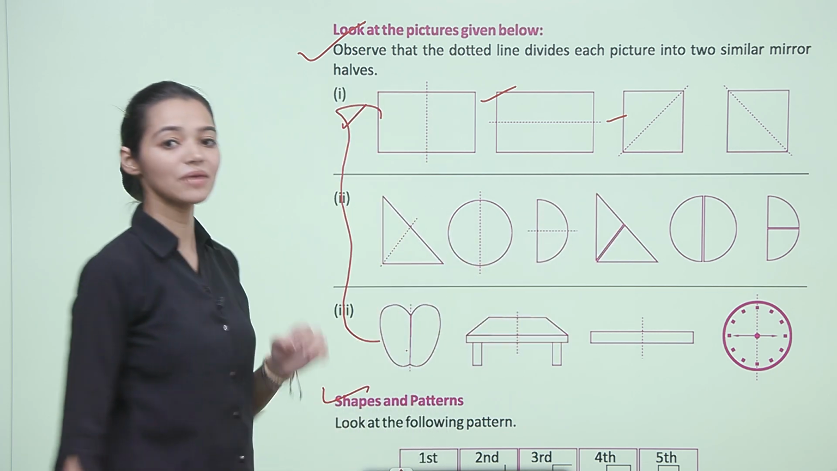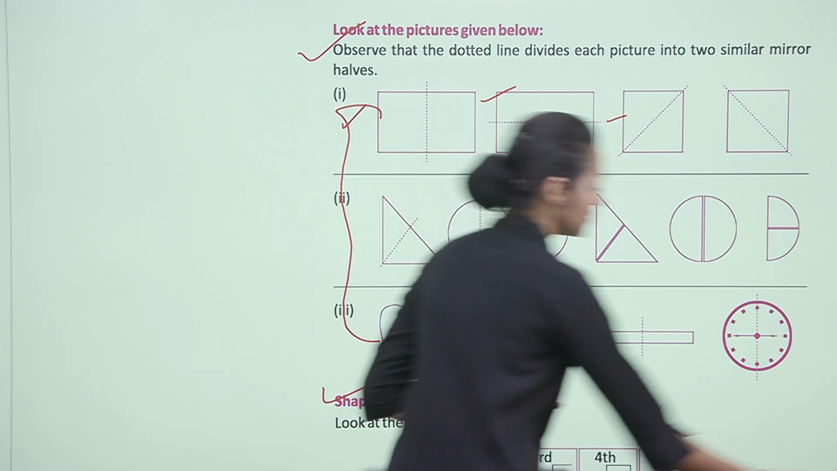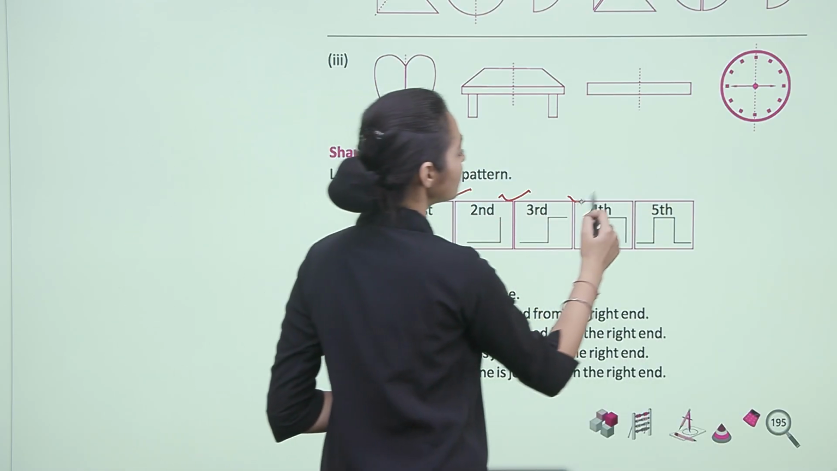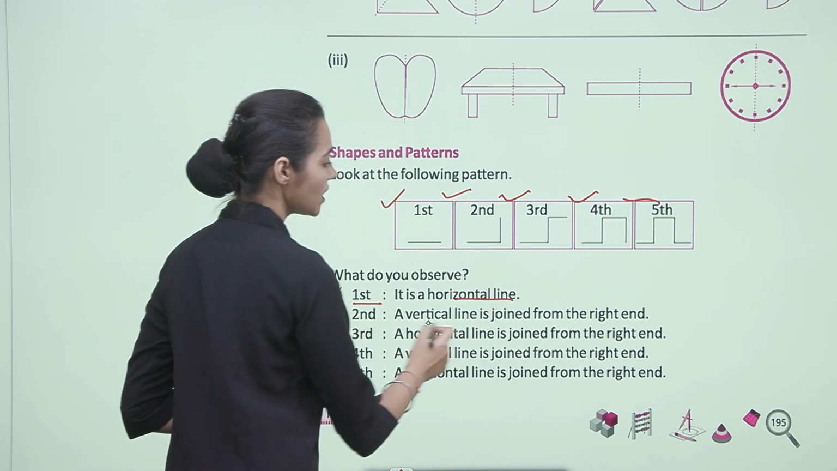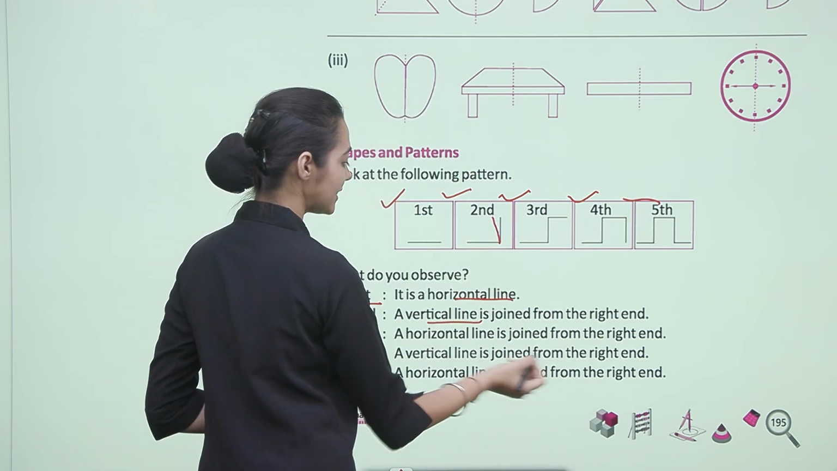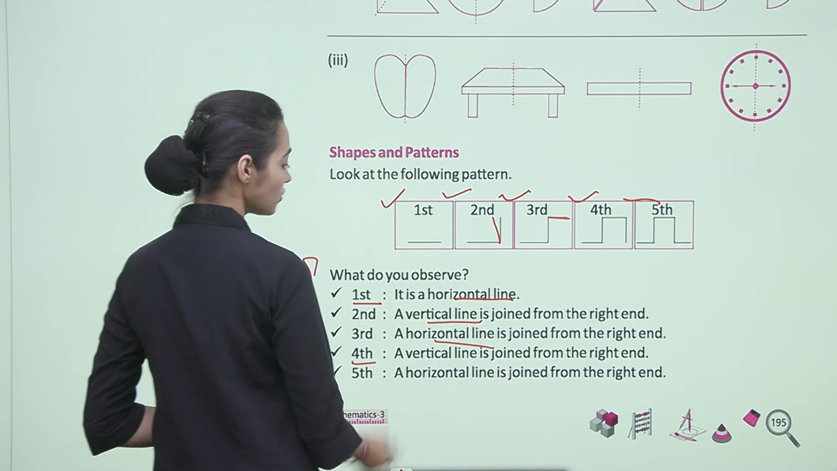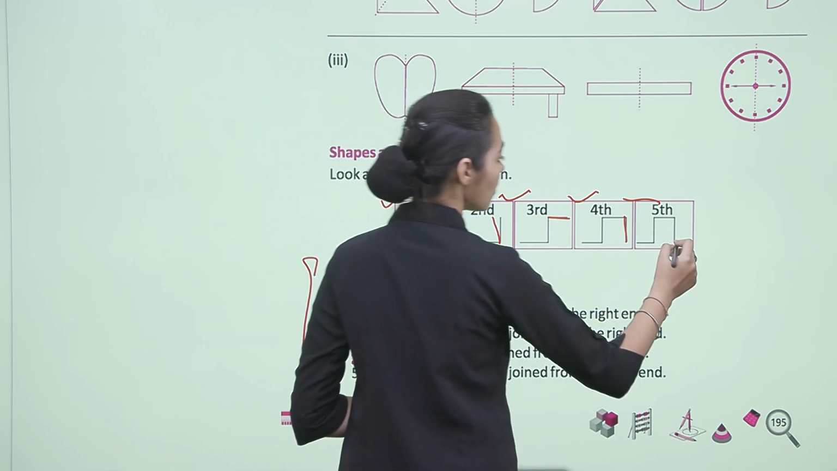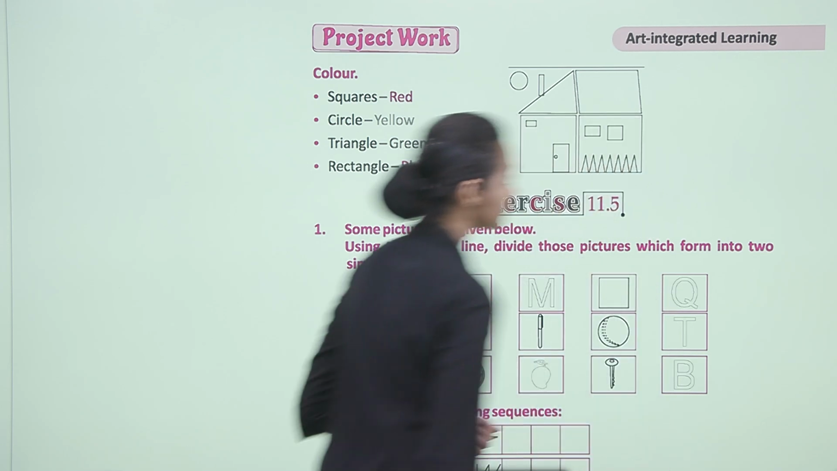Now let's look at the shapes and patterns. Now look at the following patterns. Here are the patterns: first, second, third, fourth and fifth. What do you observe? In the first one, a horizontal line. In the second one, a vertical line is joined from the right end. In the third one, a horizontal line is joined from the right end. In the fourth one, a vertical line is joined from the right end, and in the fifth one, again a horizontal line is joined from the right end.